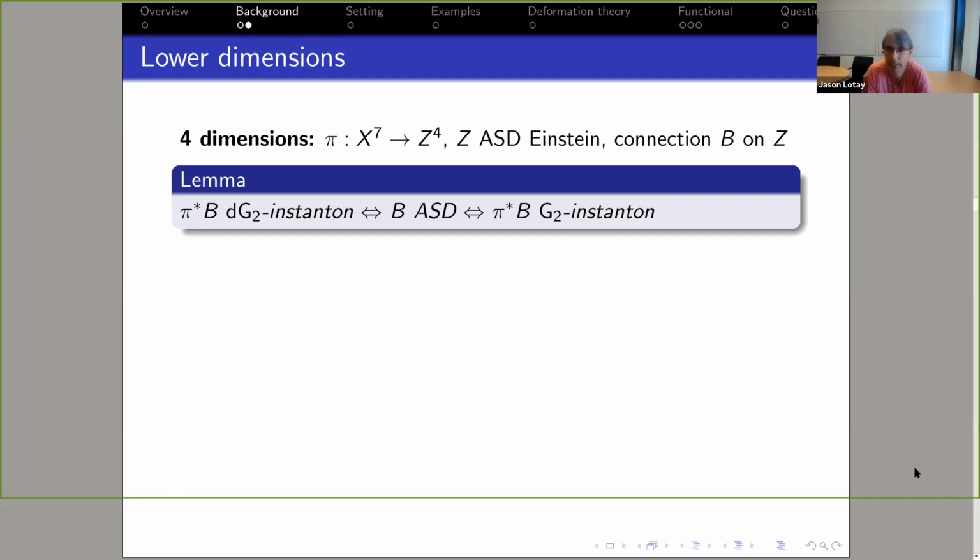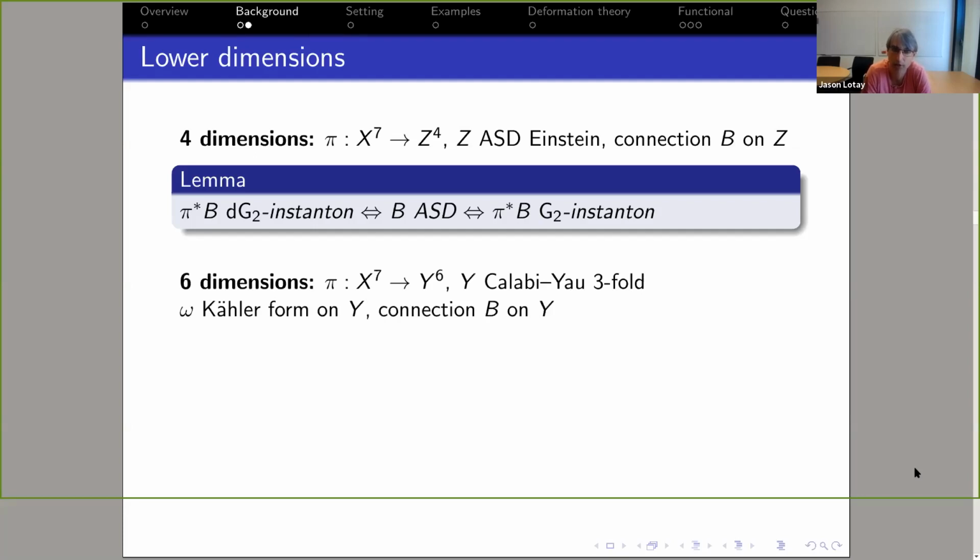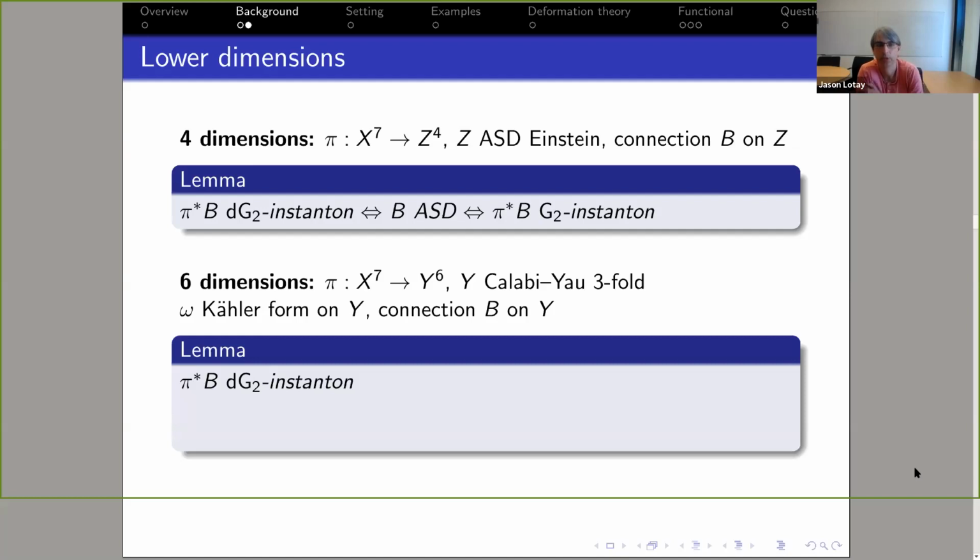A different case is when you reduce to 6 dimensions. So now we have our 7-manifold X fibering over a Calabi-Yau 3-fold called Y. And suppose I have a connection B on Y, and I take the Kähler form on Y, which I call little omega, and I ask, same question, when is the pullback of this connection on Y a dg2 instanton on X? And what you find is that this is going to be true if and only if your B is what's called deformed Hermitian-Yang-Mills.